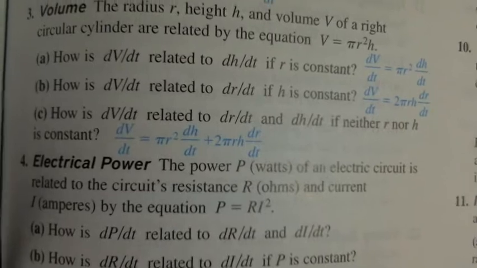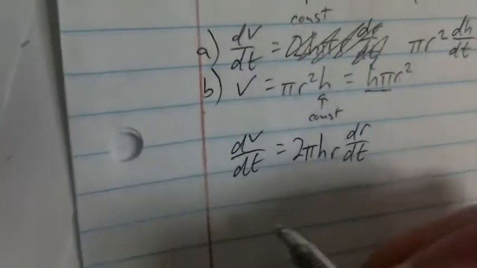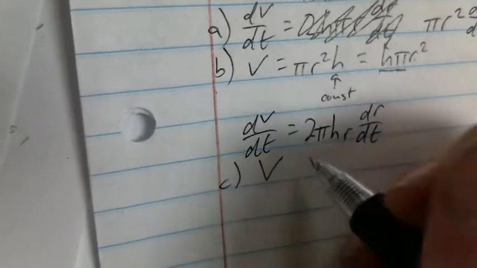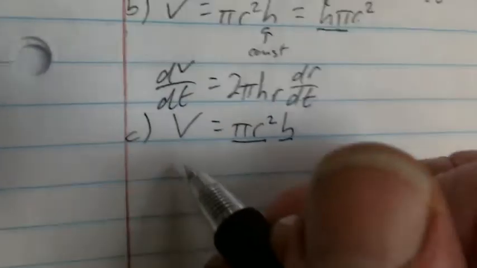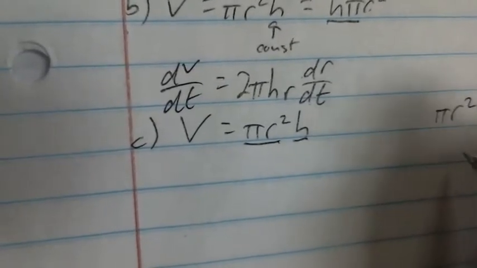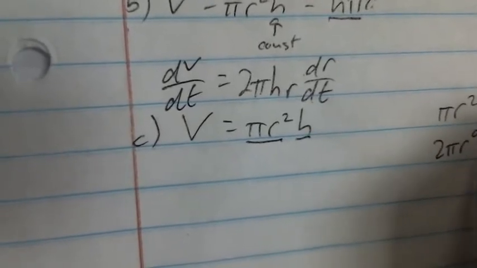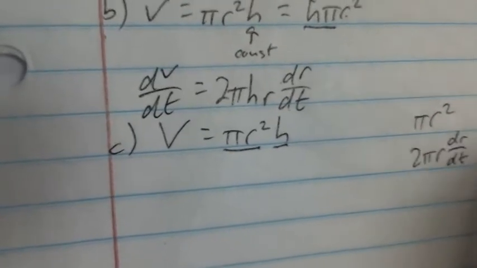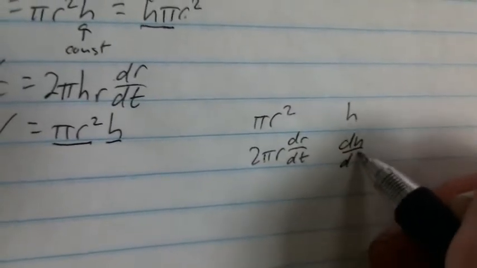How is dV/dt related to dr/dt and dh/dt if neither r nor h is constant? In that case, we have to use the product rule. So we're looking at V equals pi r squared h. And so we'll take pi r squared as the first term and h as the second term. So when we differentiate, the derivative of pi r squared with respect to t would be 2 pi r dr/dt. The derivative of h with respect to t is going to be dh/dt.